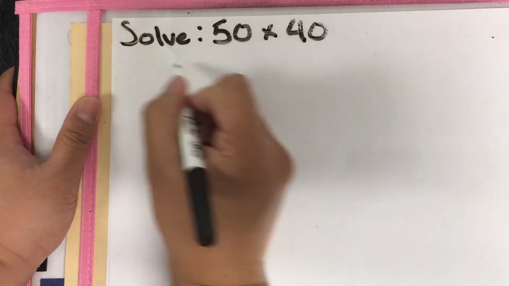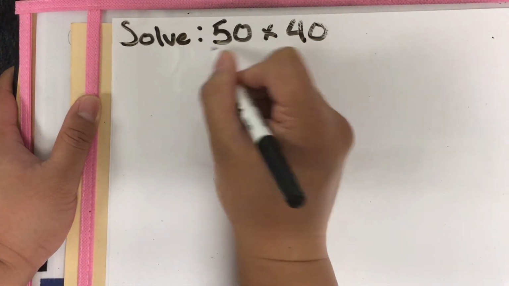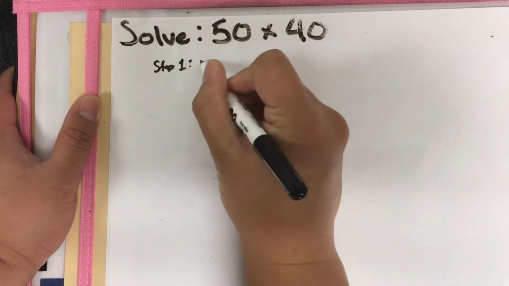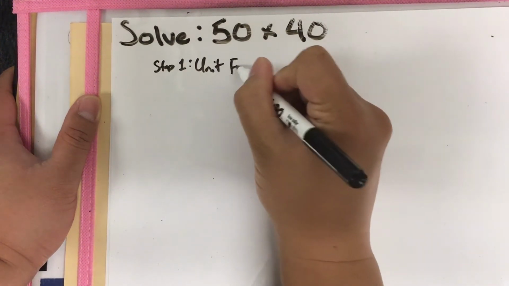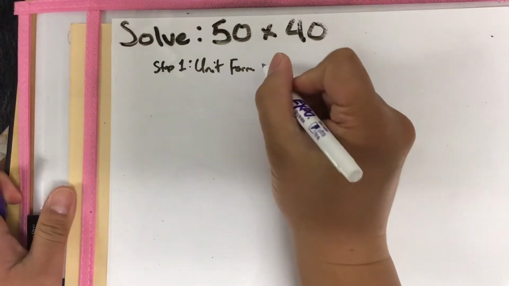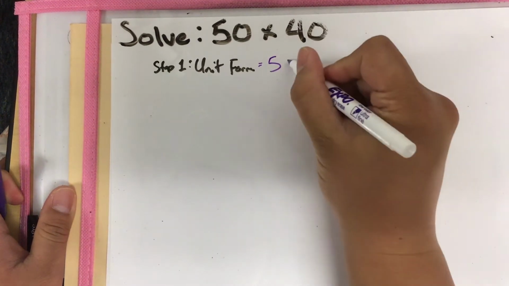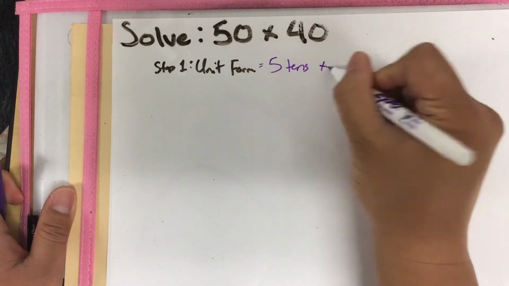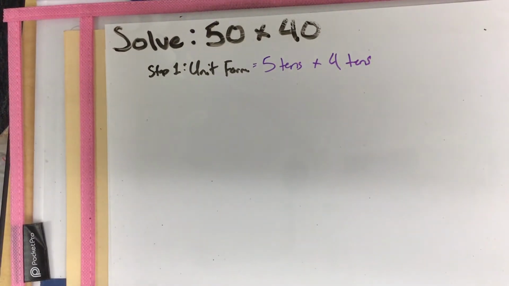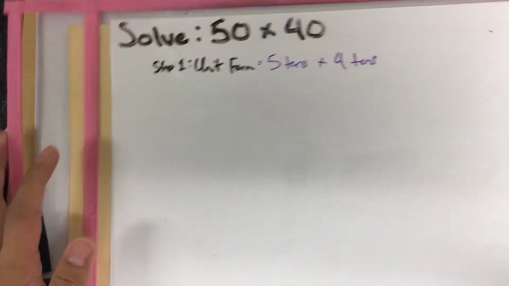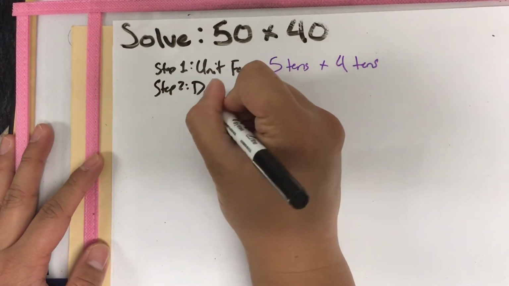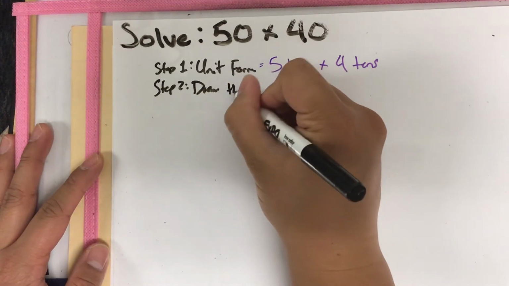All right, welcome back. So we're going to write this out in unit form. So step 1, unit form. Okay, and when we look at the unit form, we see that this is going to be 5 tenths times 4 tenths. Okay, our second step, so step 2, draw the area model.